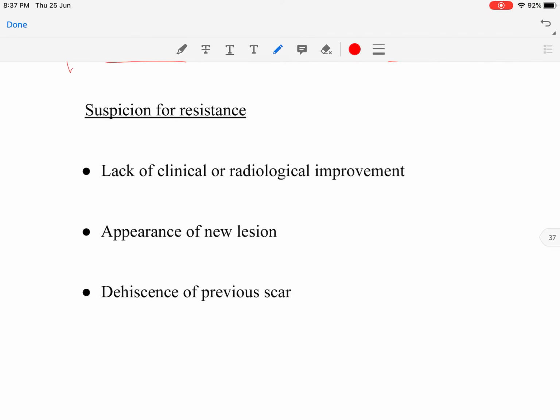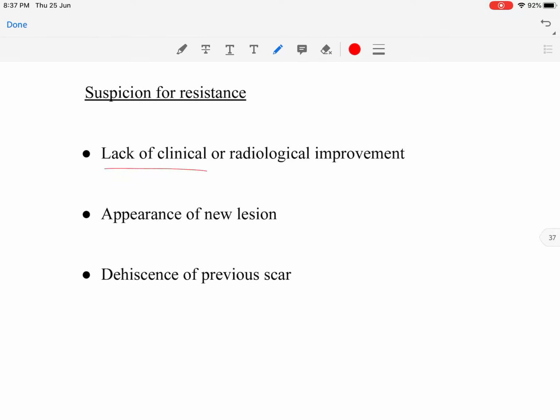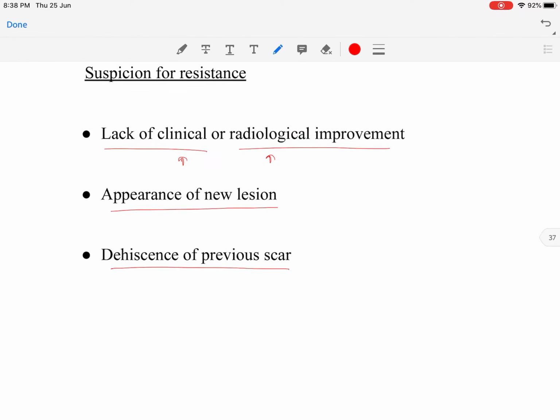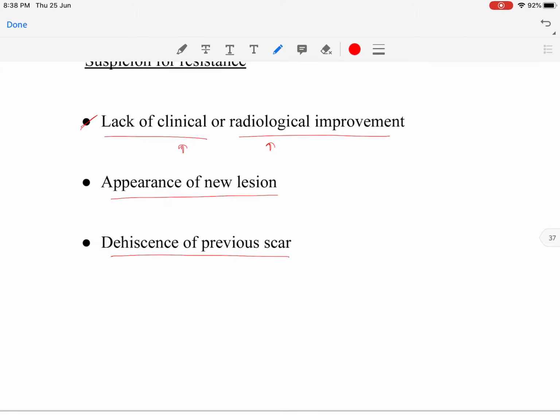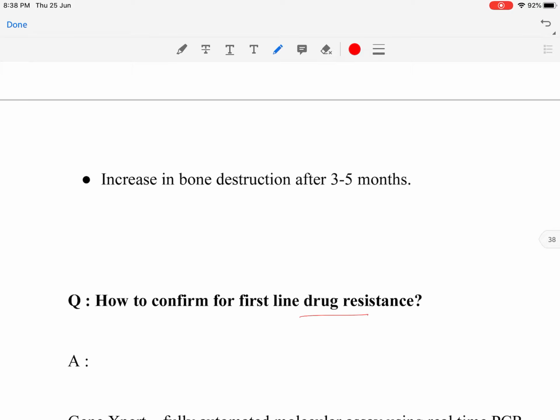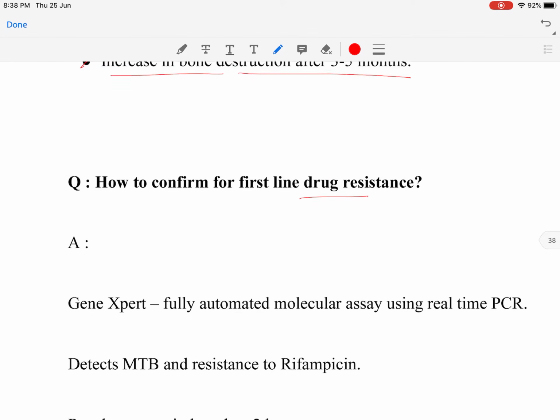And when to suspect drug resistance? If there is a lack of clinical and radiological improvement, if there is an appearance of a new lesion, if there is a disturbance of the previous scar. We have discussed the clinical points and radiological points to look for in the follow-up. Other than these three points, if the patient also has an increase in bone destruction after 3 to 5 months, we can suspect drug resistance. Now, how to confirm the drug resistance?